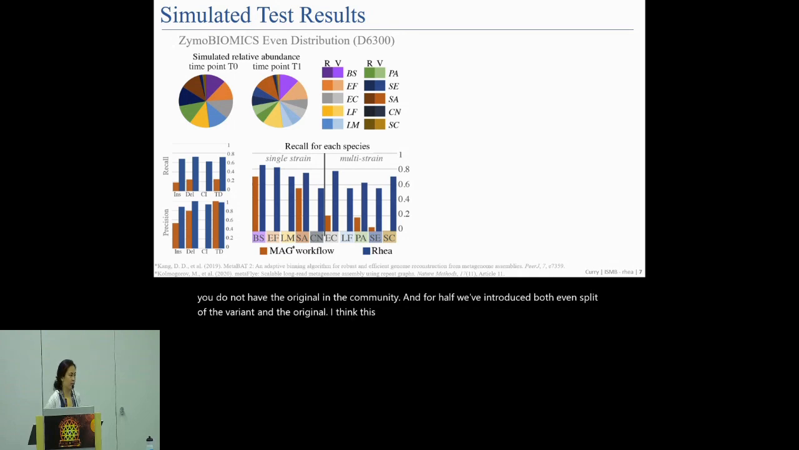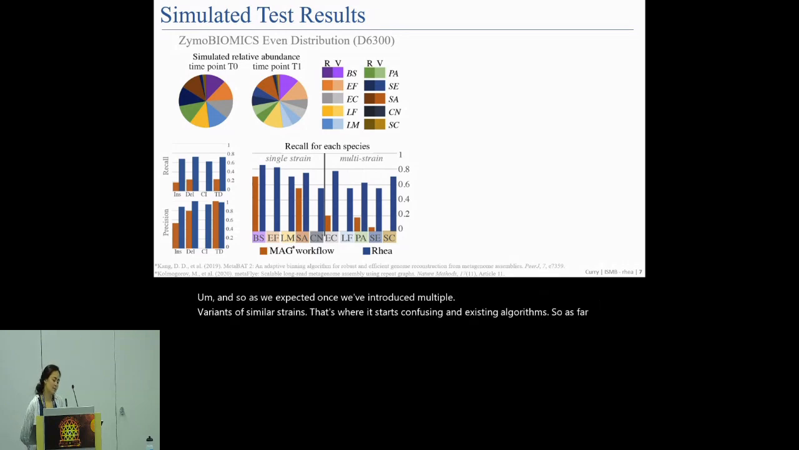I think this is more representative of what you'd expect to see in a microbial community. We tend to have many species, or many strains even, that can be quite similar. So we do want to make sure that our algorithms can handle that. And so as we expected, once we've introduced multiple variants of similar strains, that's where it starts confusing existing algorithms. So as far as I was aware, there's not really a lot of work in this space. There's not really a lot of structural variant detection methods that are for metagenomes, Mihai saying maybe none at all based on the nod I'm seeing.